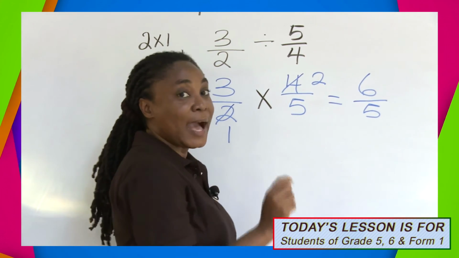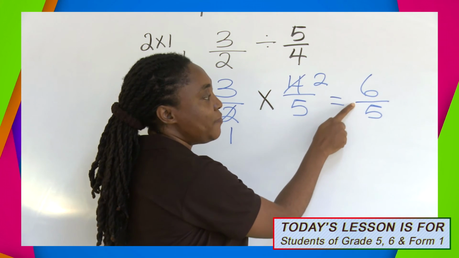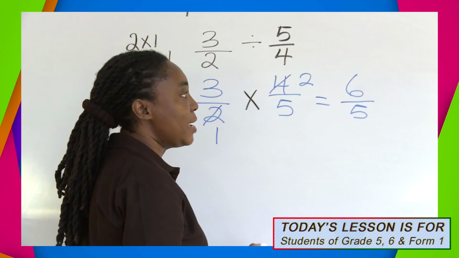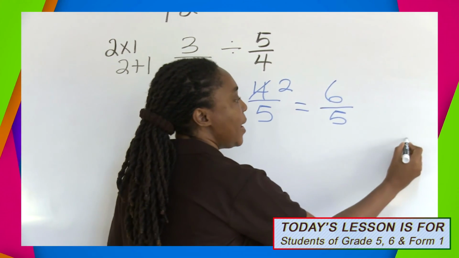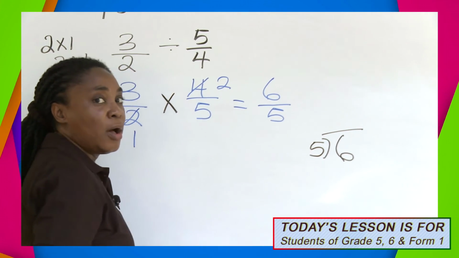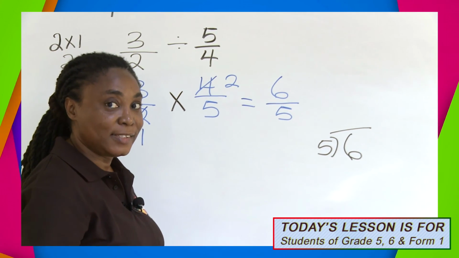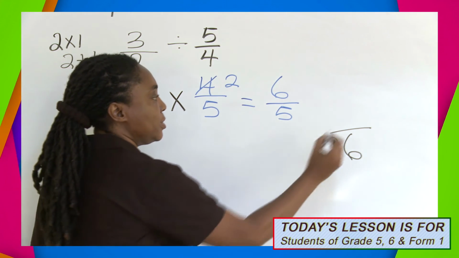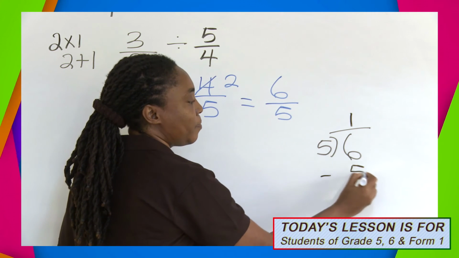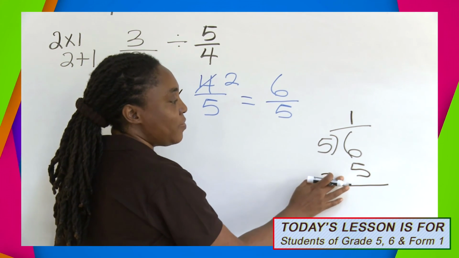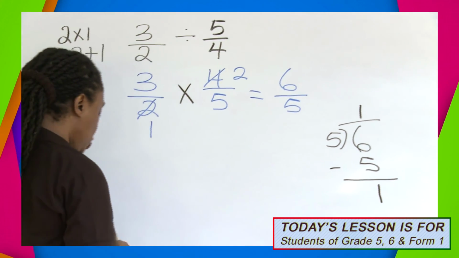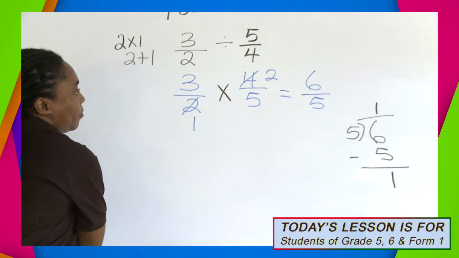Remember that this is actually saying 6 divided by 5. So let us work that 6 divided by 5. I have 6, and I'm dividing that by 5. How many 5s can you get in 6? 1, correct. 1 multiplied by 5 will give me 5. When we take away that 5 from my 6, I will have 1. Now we want to remember a few things.